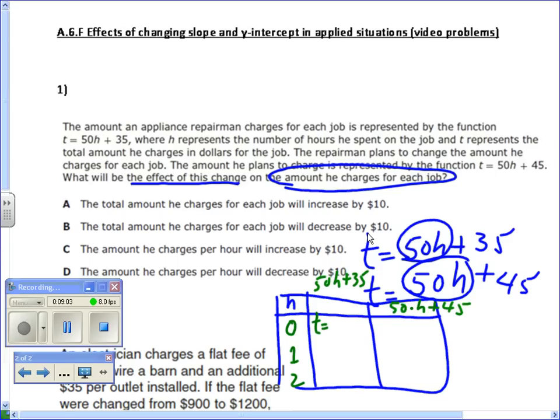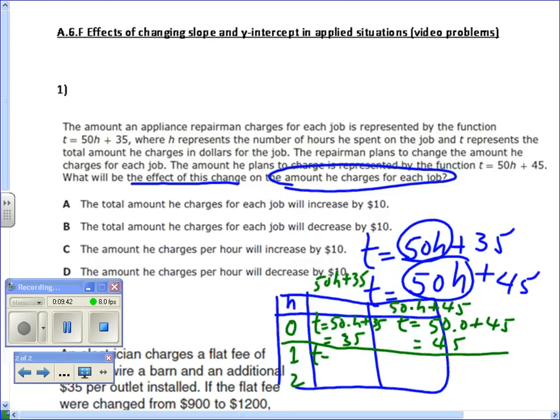The total amount in the case of the first one is 50 times H plus 35, which turns out to be 50 times 0 plus 35, which is just $35. Whereas in the second case, the total amount charged equals 50 times 0 hours plus 45, which turns out to be $45. Already we can see, even from the first row, that the total amount he's charging is different when we compare the first function to the second function. Okay, we can try one more and see what happens.